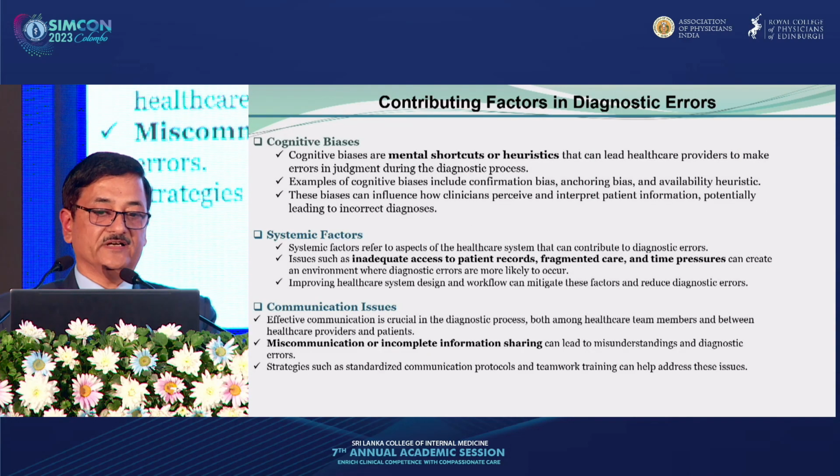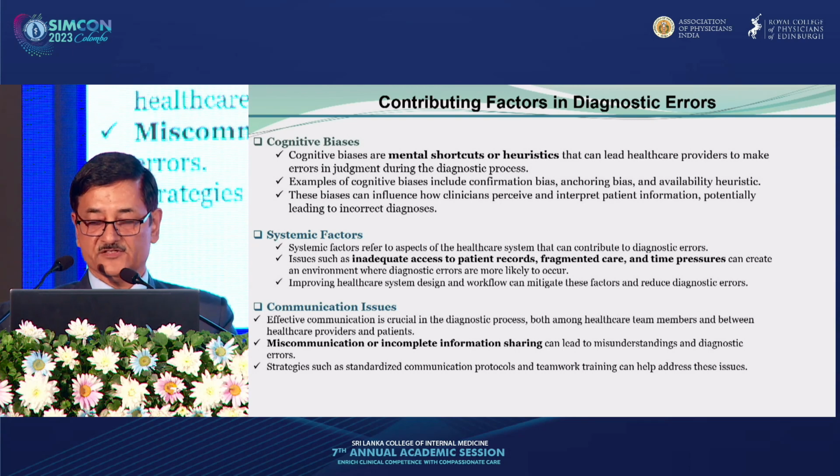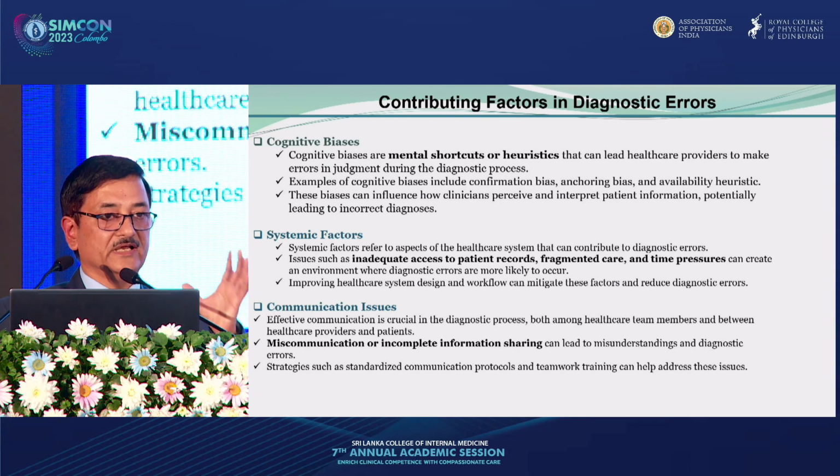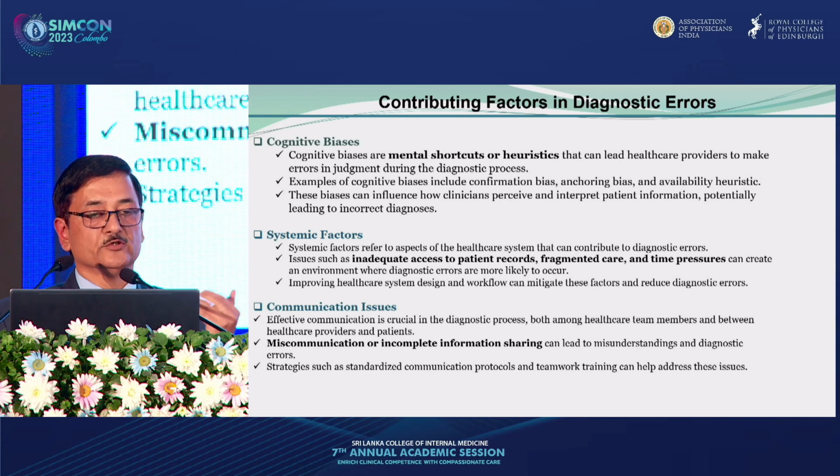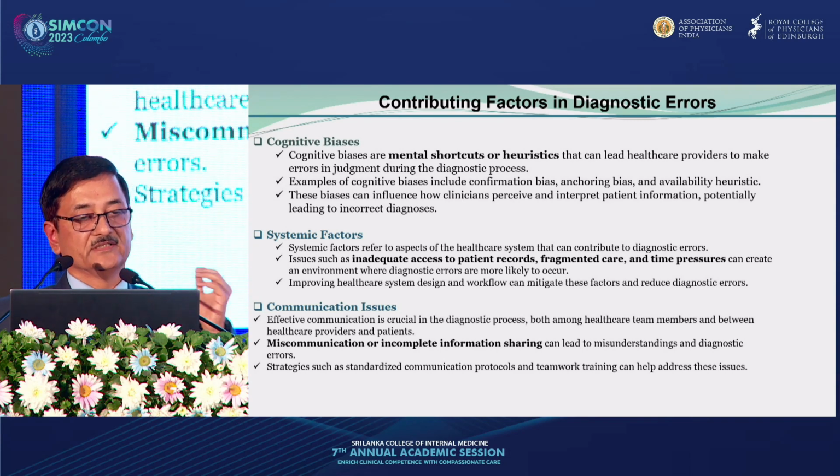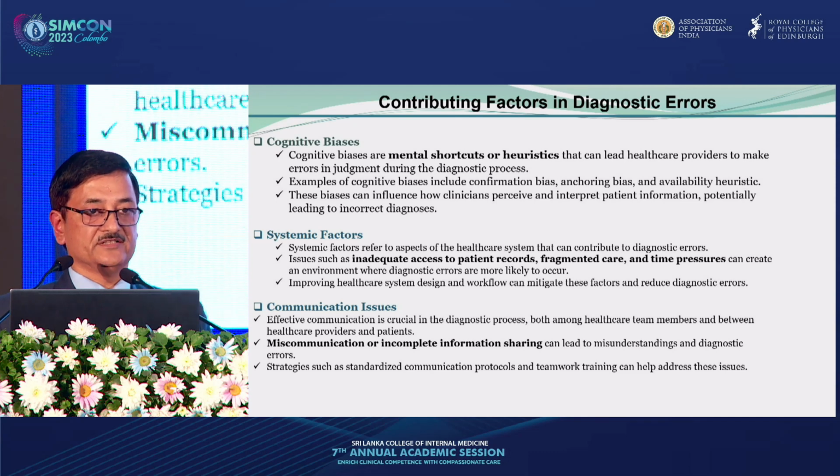So what could be the factors associated with diagnostic errors? First could be the cognitive errors. We all have mental shortcuts that we call heuristics. We have made some formulas because we are all in busy practice, so we say this and this and this, so it will be this. That is basically the cognitive biases. Then we can have systemic factors like inadequate access to patient records, fragmented care, and time pressures. Then there are also problems associated with communication, miscommunication or incomplete information sharing. And with paucity of time, we don't elicit the entire history, or we do not get the entire thing in assessment.